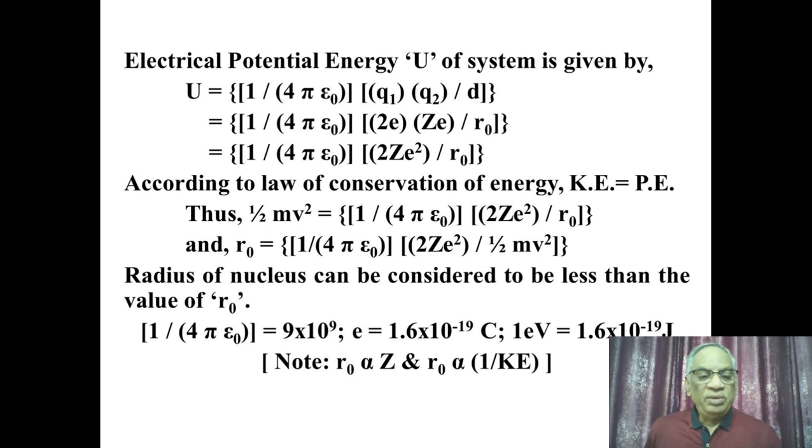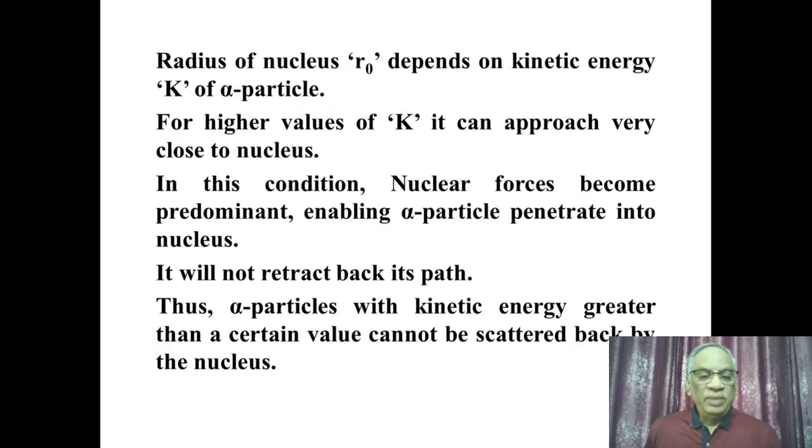We can now make a note that R0 is proportional to the atomic number of the element, and it is inversely proportional to the kinetic energy. One more important thing we can observe is that the radius R0 depends on the kinetic energy. For higher values of K, the particle can approach very close to the nucleus because R0 is inversely proportional to K. K is high means R0 will be less, so it can go very close to the nucleus.